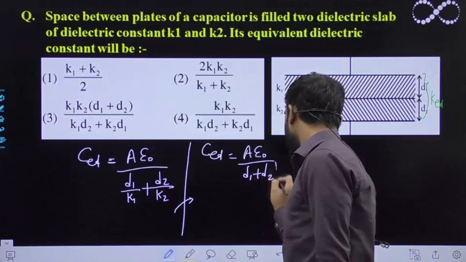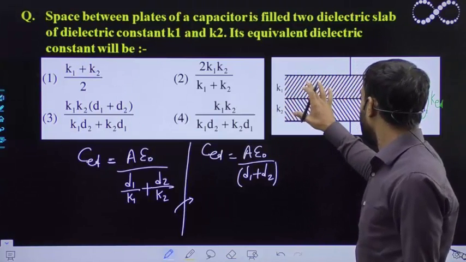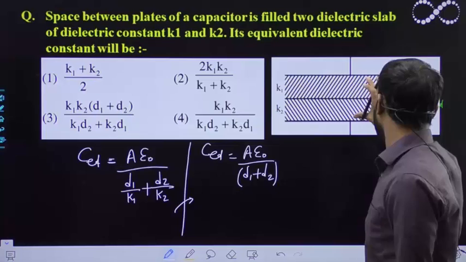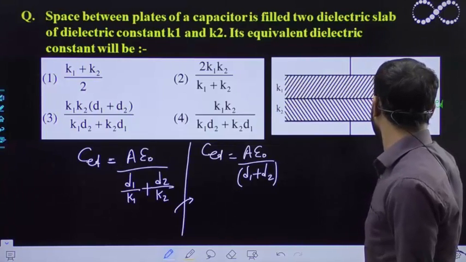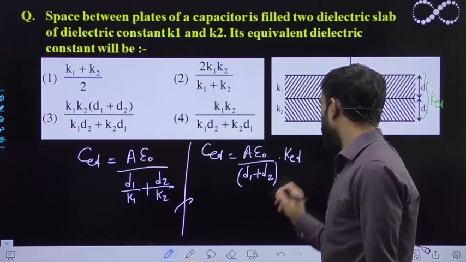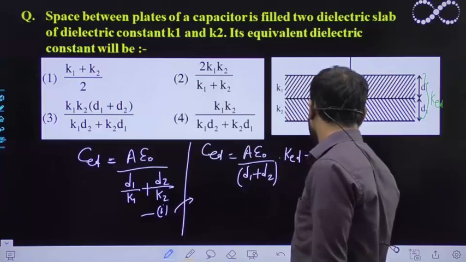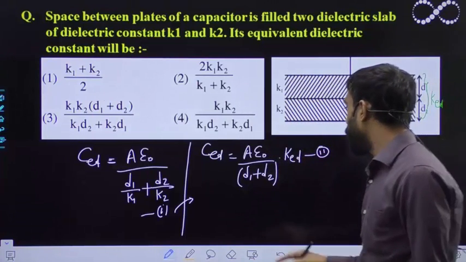This is the capacitance when there is no dielectric, only air is there. Now I am assuming the space is filled with a single dielectric having the dielectric constant as K equivalent, so I will have to simply multiply it. Okay, now two equations I am getting, this is equation 1, this is equation 2 here. I will equate both these equations.